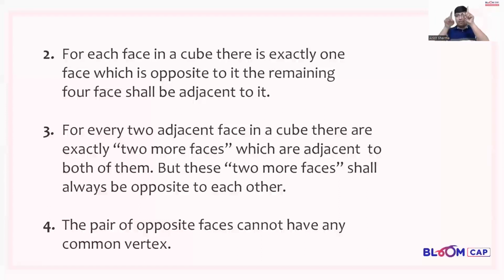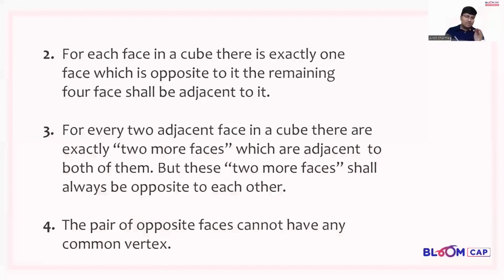All the other faces, the one at the front, the one at the back, the one at the left, the one at the right, are touching it at some place or the other. So that is the meaning. For each face in a cube, there is exactly one face which is opposite to it. The remaining 4 faces shall be adjacent to it, which means touching it at some place or the other. It's a very simple property.